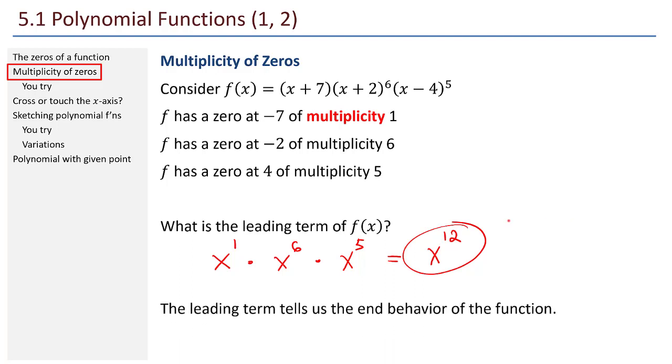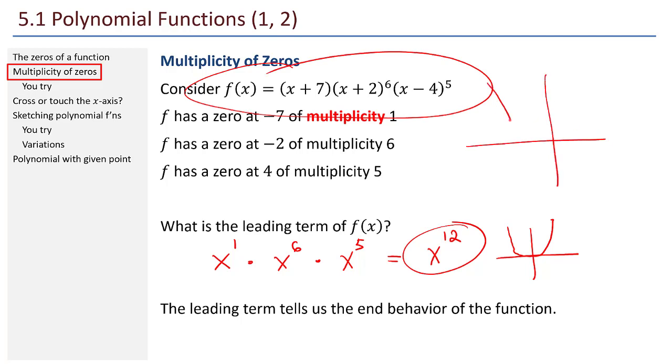It's important to be able to identify the leading term because it tells us the end behavior of the function. X to the 12, do you know what that looks like? It's an even power, so something like this. So this function f, very roughly, comes down, does something, and then leaves going up. So it's kind of nice, at least knowing the leading term gives us the overall shape of this function.